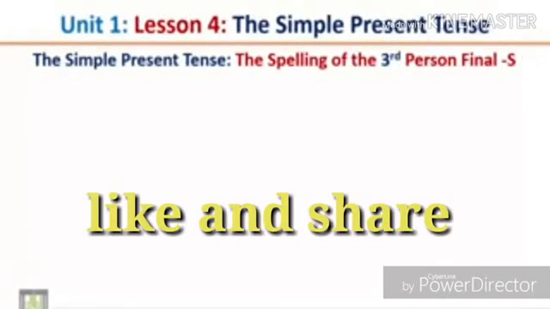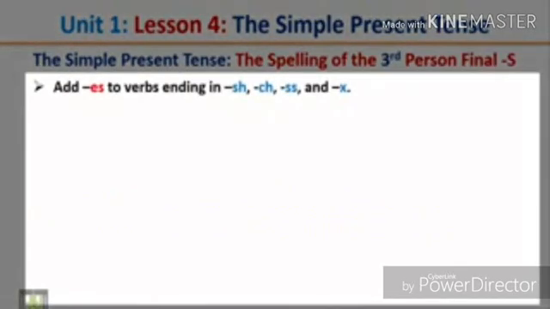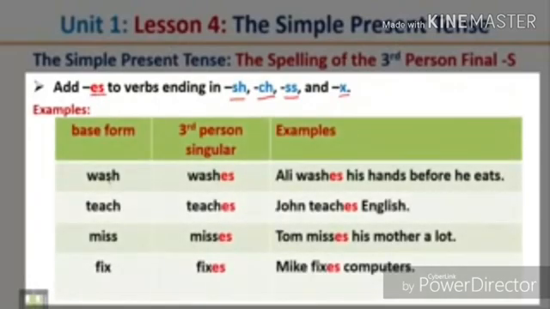The simple present tense, the spelling of third person final s: add es to verbs ending in s, ch, sh, and x. So, dear students, whenever we have s, ch, sh, and x, we add es to the verbs. So here, wash. At the end, sh. So we add es: washes. Example: Ali washes his hands before he eats.